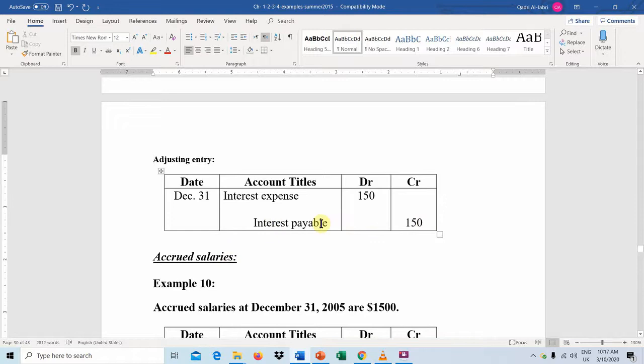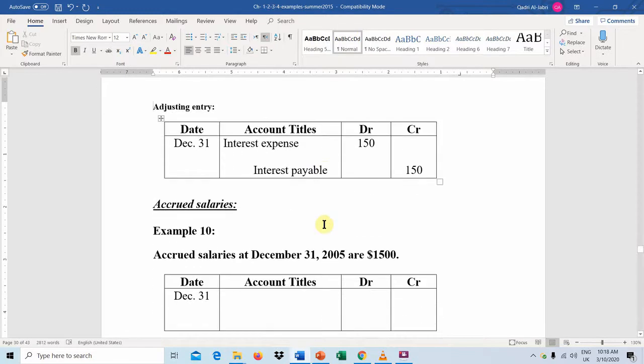We record interest payable because we did not pay this interest. We will pay it in March. So that's why we record interest payable, because we will pay this interest later in the next accounting period.